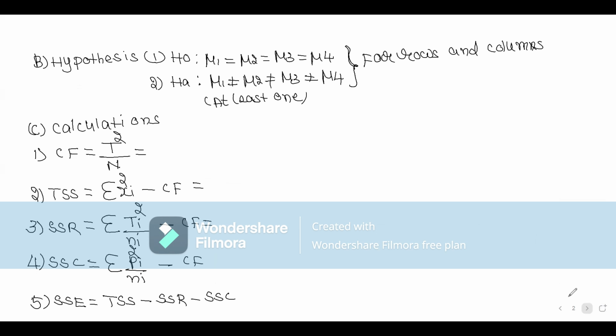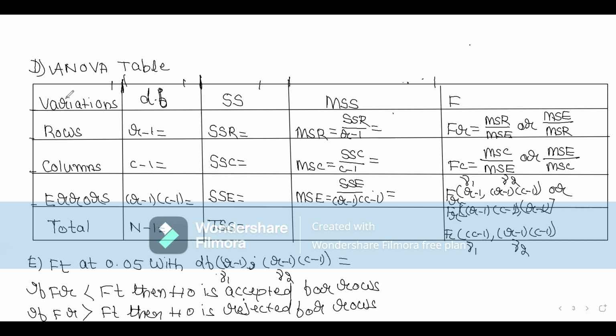And next, very, very important. This ANOVA table. The examiner gives marks by looking at this table only. If the table is correct, he won't see what you have done in earlier steps. Marks will be given directly. Look here. These are variations, degrees of freedom, sum of squares, SS, mean sum of squares, and F value. Then look here: rows, columns, error, total.